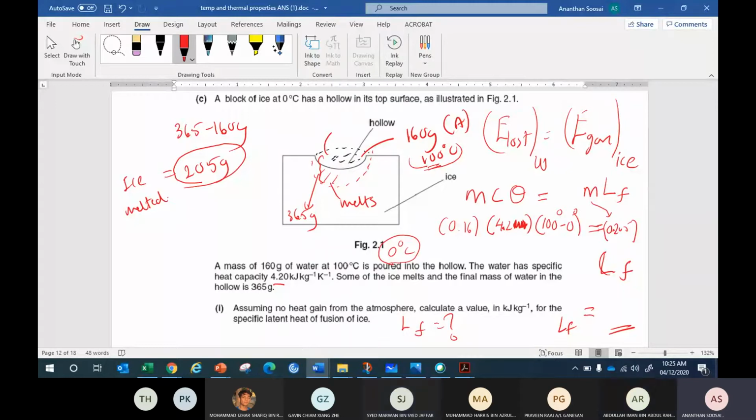So anyone got the answer? 328 kilojoule per kg.